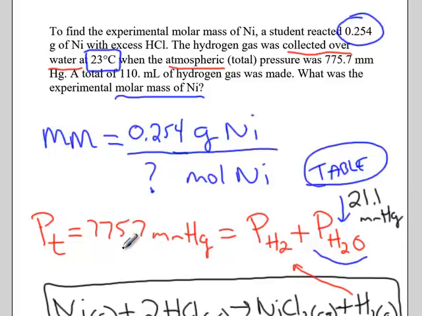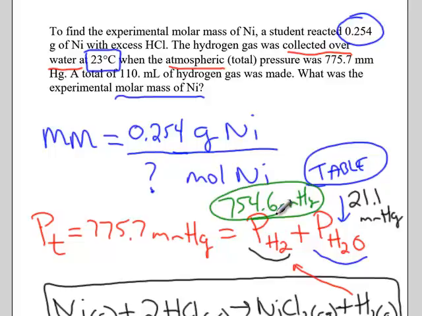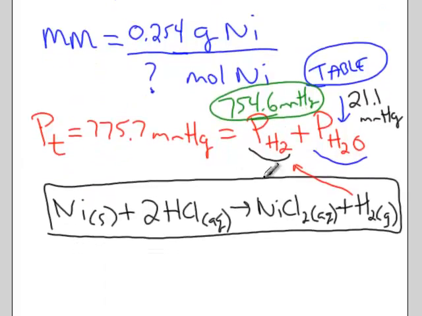So the total is 775.7, and the pressure of water is 21.1, so we can get this pressure of hydrogen by subtraction. That is 754.6 millimeters of mercury. Just like in the stoichiometry problems we've been working, if we know information about the gas that's created, we can figure out information about the reactant nickel that created it.